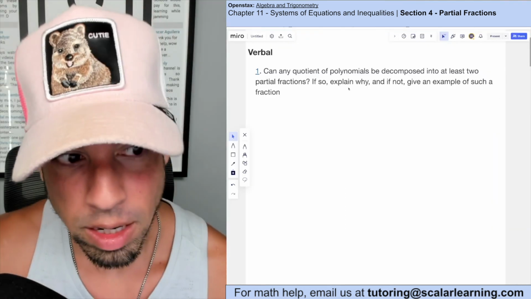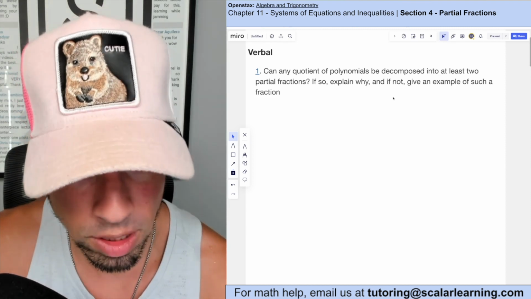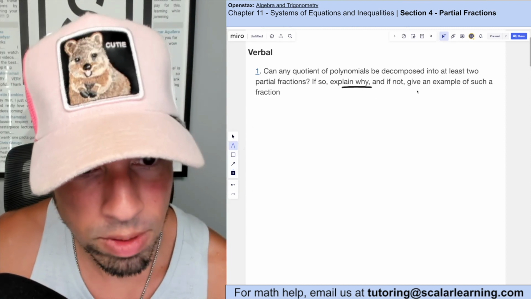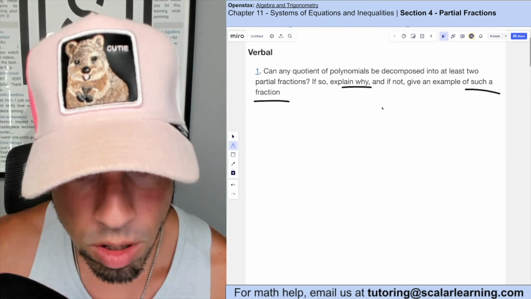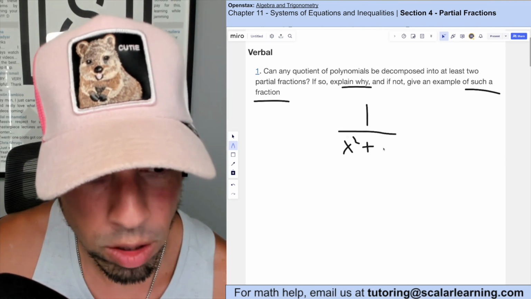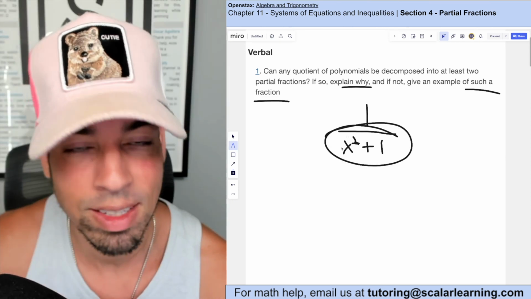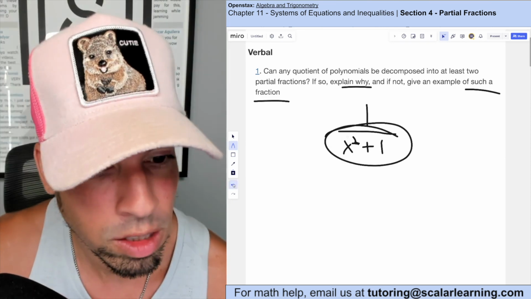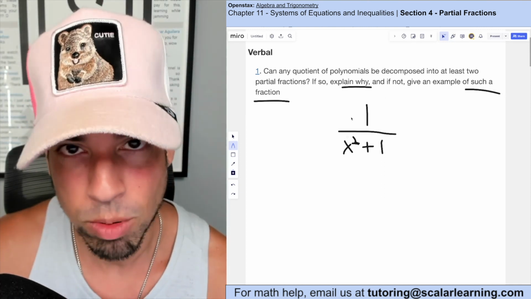Can any quotient of polynomials be decomposed into at least two partial fractions? If so, explain why. If not, give an example of such a fraction. So the answer is no, and what they give in the back of the book is 1 over x squared plus 1. The reason this cannot be decomposed is because this is not factorable, right? A sum of squares is not factorable, as we know. So that would be the example done.